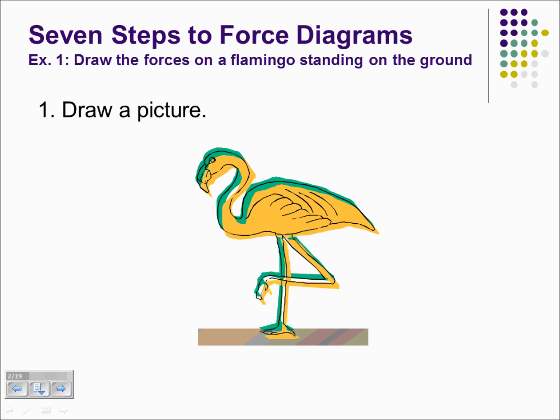So the first step you've got to do is draw a picture. Now on your sheet, on the left-hand side, you're going to write, draw a picture. And then on the right-hand side, you're going to do the best you can at drawing a flamingo. One of the things you want to make sure that you have is that it is in contact with the ground. So go ahead and put the ground in if you haven't already done that.